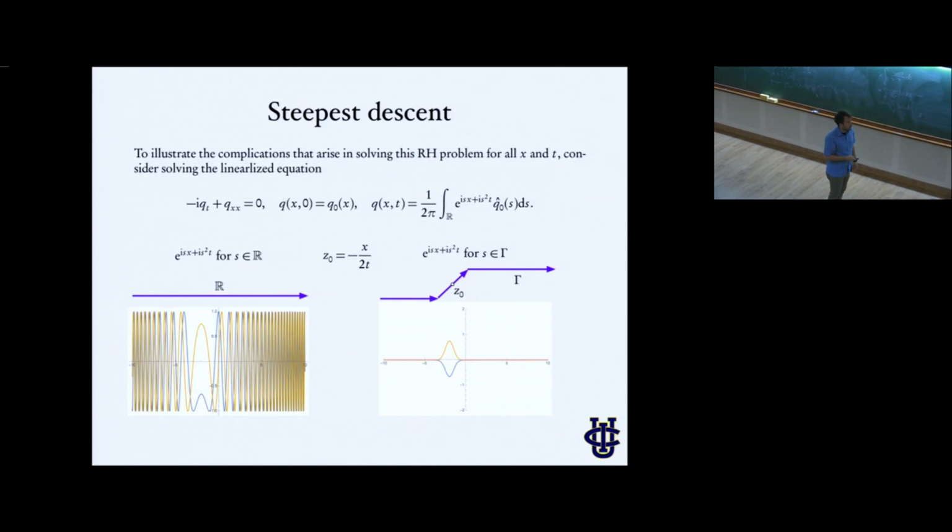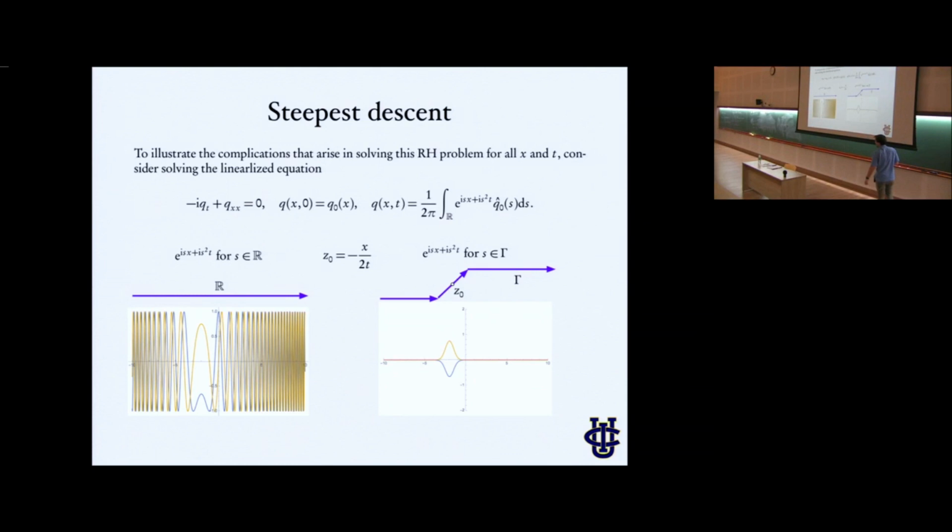But if I do a contour deformation through this point, which is called the stationary point, where the derivative of the exponent vanishes, down in the lower half plane, I cross at basically a 45 degree angle through the real axis, passing through the stationary phase point, and go off in the upper half plane. This is what this exponential looks like. It completely localizes. You turn the oscillations into exponential decay. This is the steepest descent idea for integrals. I've turned an oscillatory integrand that's hard to integrate into a smooth integrand that's easy to integrate.